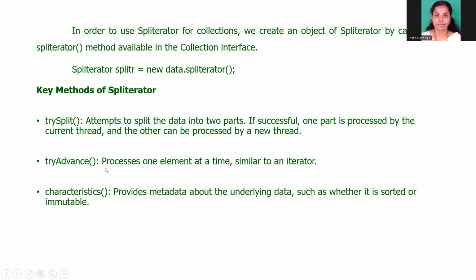Then tryAdvance is used to process each element in the collection. It is similar to Iterator. characteristics provides metadata about the underlying data. If we want to get the characteristics of the data, we can use the characteristics method.